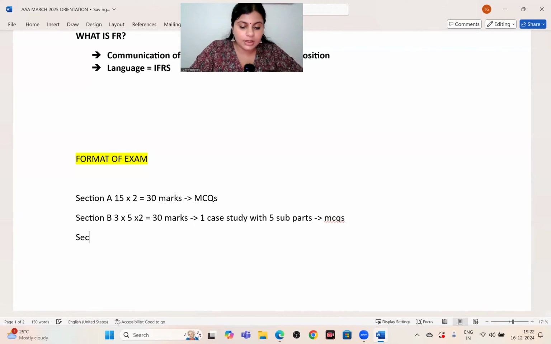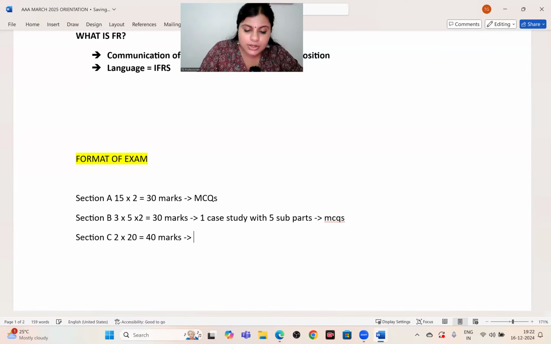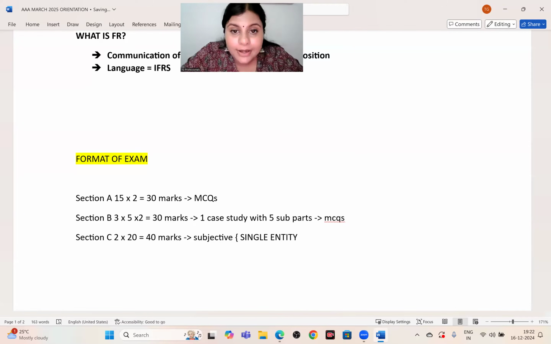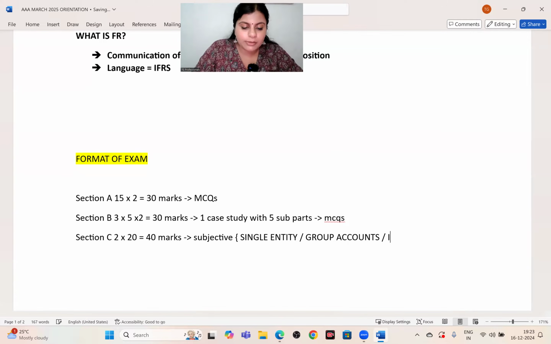Section C. Section C is basically where I have 2 questions. Each question is worth 20 marks. And these are subjective questions. So 40 marks here. And usually this question is coming from either a single entity. That means I'm supposed to make an individual P&L or individual balance sheet, or I'm getting it from group accounts, which is a section in your syllabus, or this is coming from interpretation.